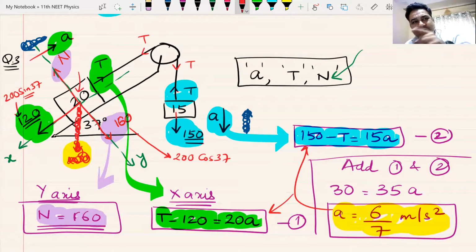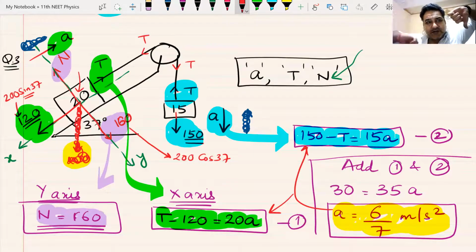Then I assume X and Y for this block. 200 is going like this. I resolve 200 into 120 and 160. Now I know 150 is trying to pull it here, and it will go in the direction of 150. So the 15 kg block moves down. 150 is downwards, T is upwards. 150 minus T is equal to 15A becomes the equation for the 15 kg block.